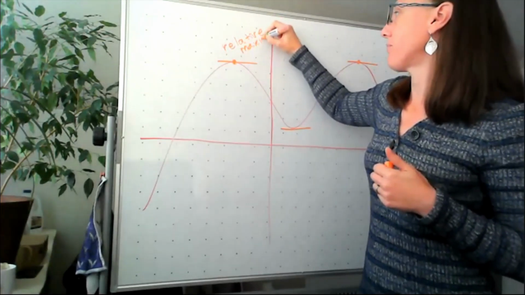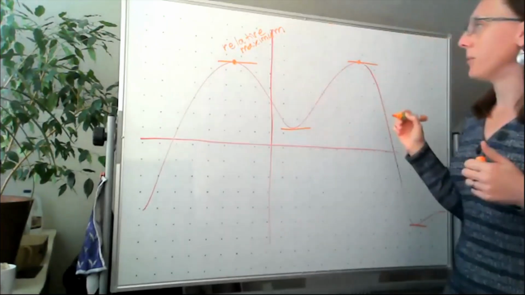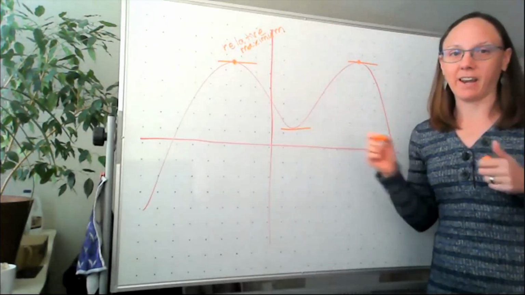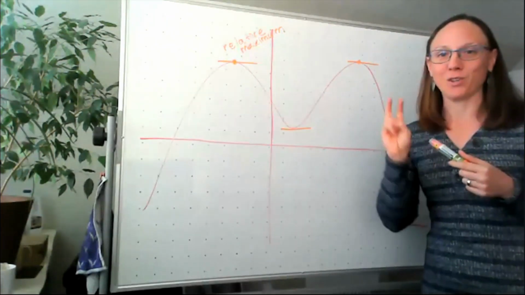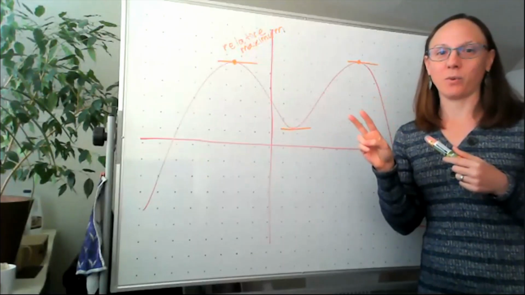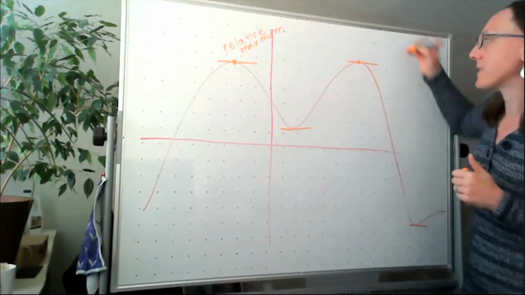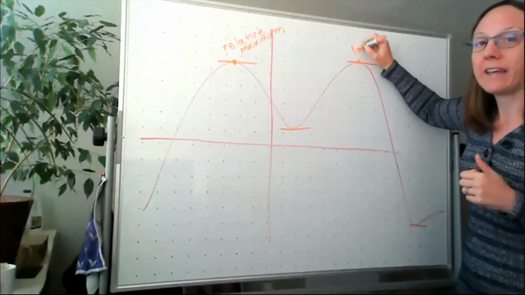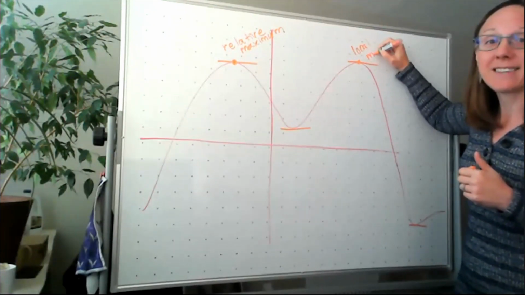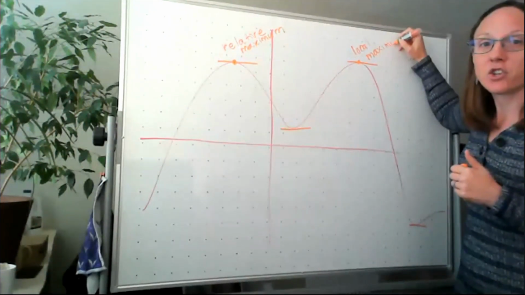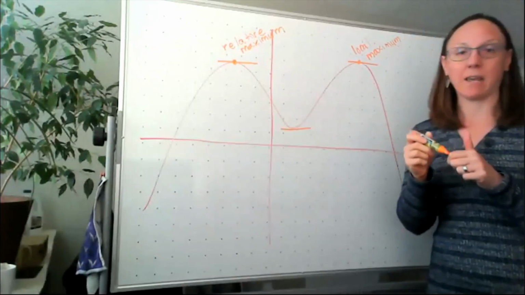maximum. Now, because Ben's class hasn't gotten here yet, I'm not sure which word he's going to use. We've got 2 different words that we can call this, either a relative maximum, or we can also call it a local maximum. They mean the same thing. It's just 2 different words for the same thing.